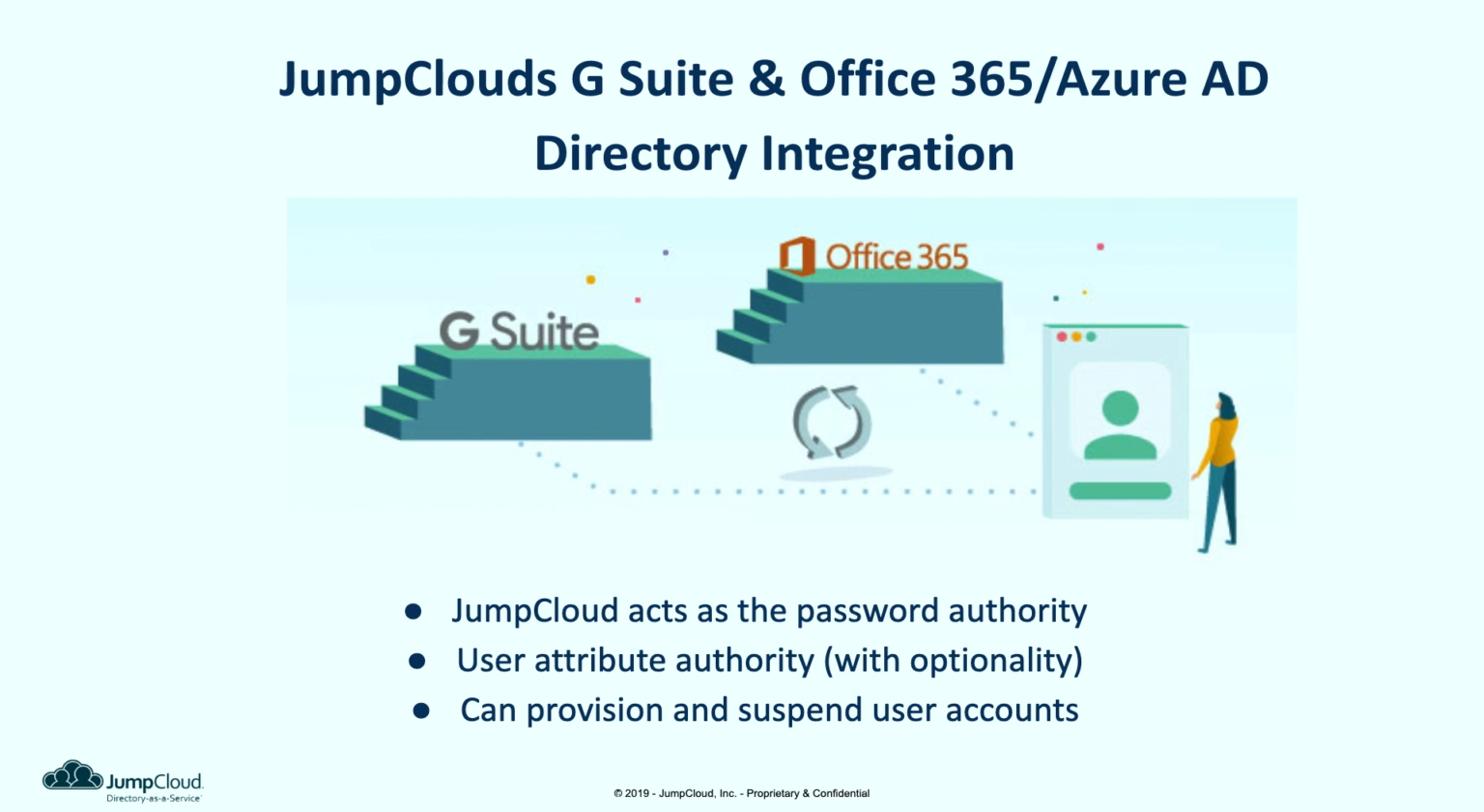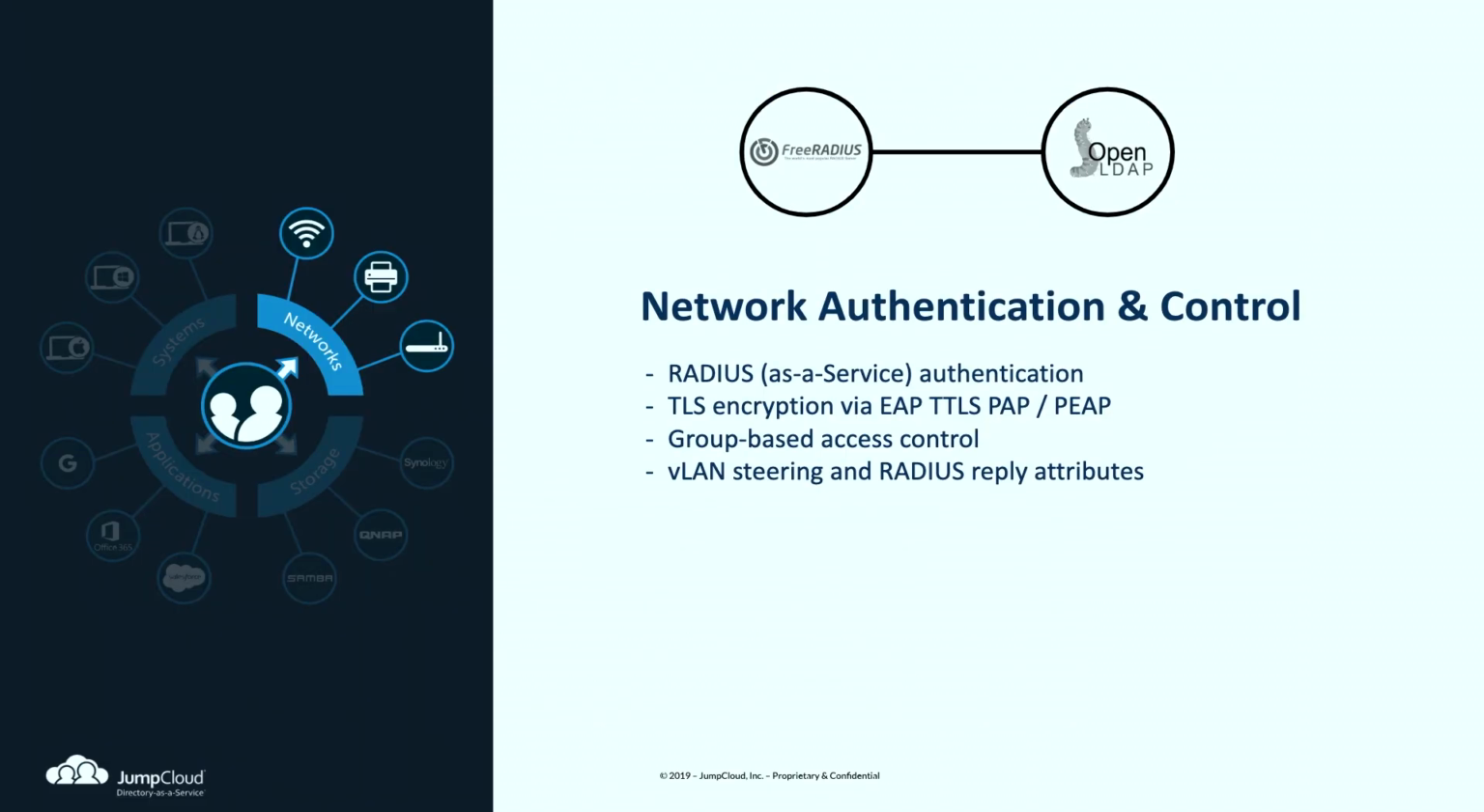Our Office 365 and G Suite directory integration allows us to push passwords in and be the source of truth. So during this flow, when the user sets their password, they're setting their password for their email in Office 365, G Suite, or both. In addition to being able to set passwords in these, we also have optionality for being the attribute authority, for things like department and phone number, and we can also provision and suspend accounts. So JumpCloud can provision and also suspend access to those accounts in both G Suite and Office 365.